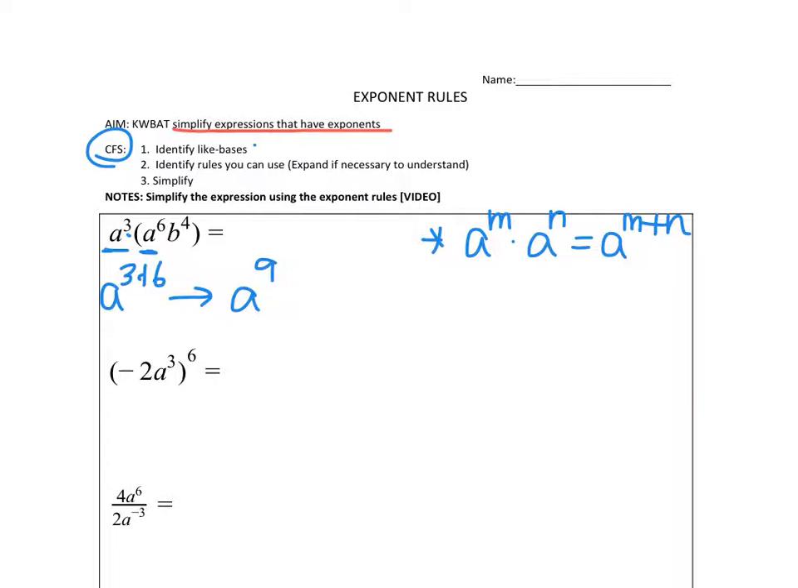Now I look and I don't have anything to go with our b variable here. So we're just going to bring that down. That can't be simplified. It can't be combined with anything. So we have b to the 4th power.